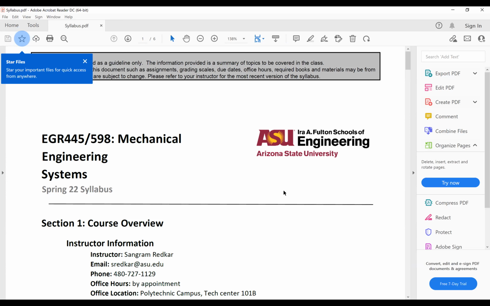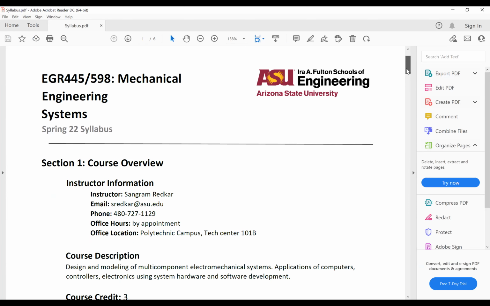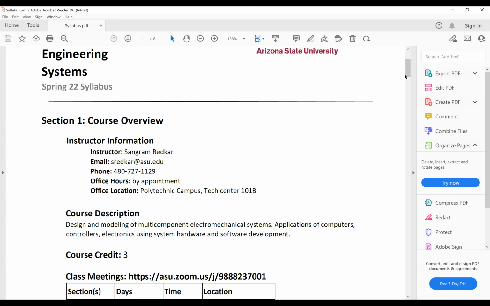Okay. Now, in this class, we are going to look at how to design complex mechanical systems. And here is a brief overview. My name is Sangram Redkar, and my office is in Technology Center 101.